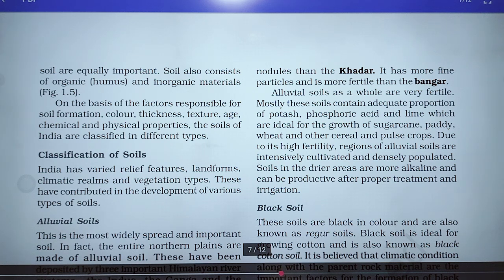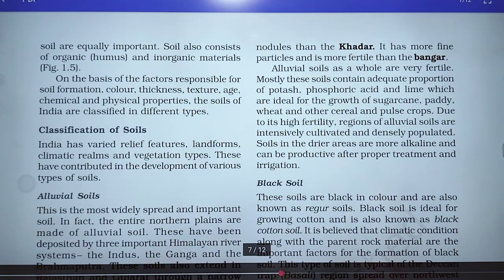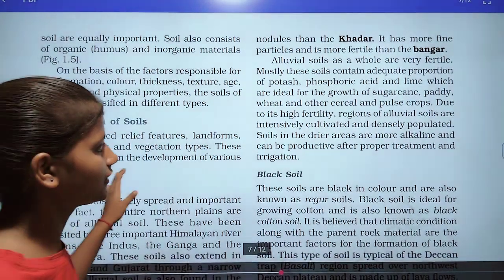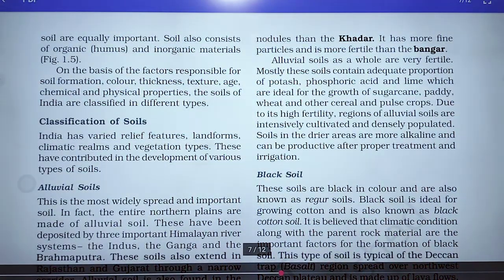These are the main things that are grown with the help of this soil, that is sugarcane, paddy and wheat, and other cereal and pulse crops. Due to its high fertility, the regions of alluvial soil are intensively cultivated and densely populated.